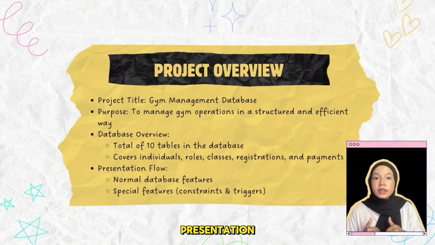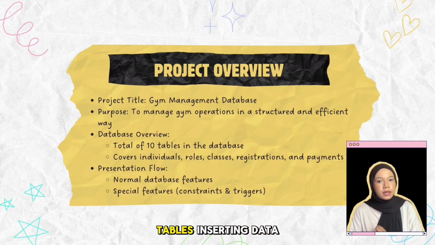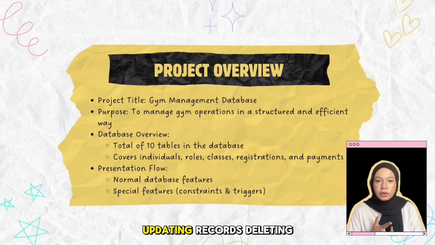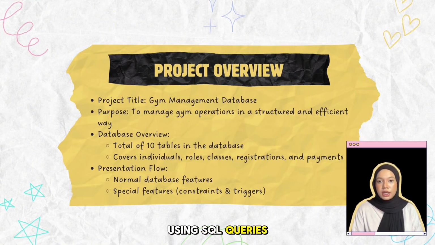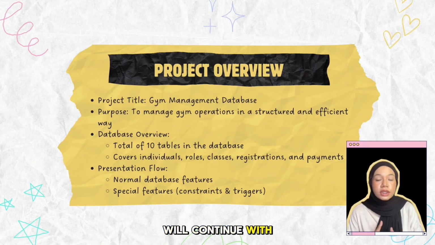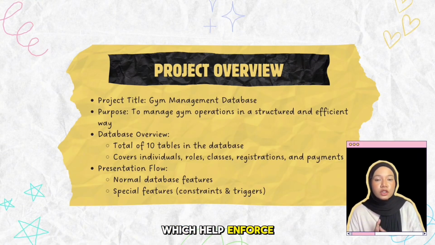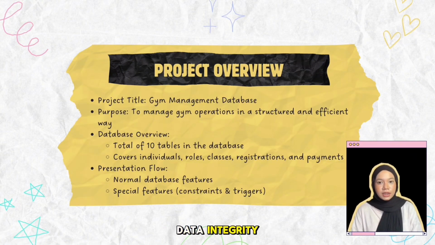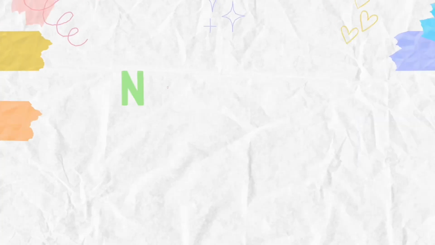Okay, now for this presentation, first we will explain the normal database features such as creating tables, inserting data, updating records, deleting data, and retrieving information using SQL queries. After that, we will continue with the special features including constraints and triggers, which help enforce rules and maintain data integrity. Let's begin with the first part of our presentation.